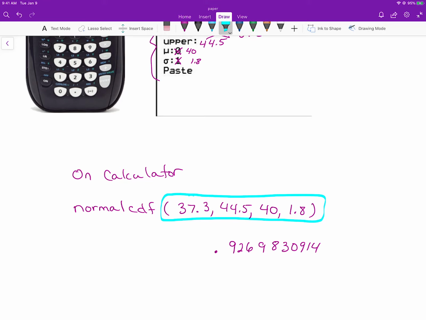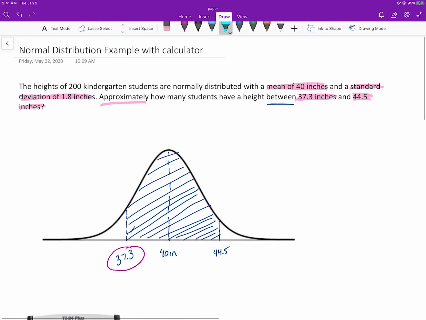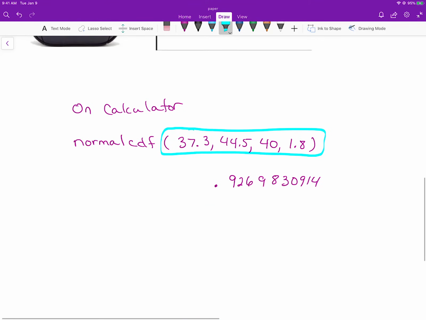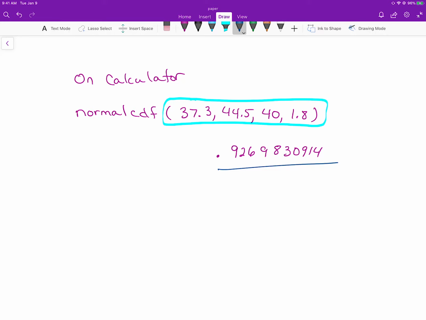We're almost there, but the original problem asked us approximately how many students, not what is the percent or what is the probability. So we started with 200 students. That's important to remember because now we have to multiply 200 by the value we found in our calculator. So it's 200 times all of this. This number is actually representing the probability their heights will fall between those two values, or the percentage if we were converting it to a percentage.